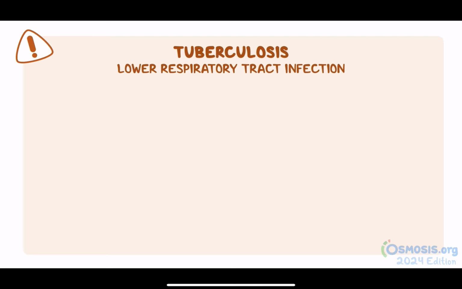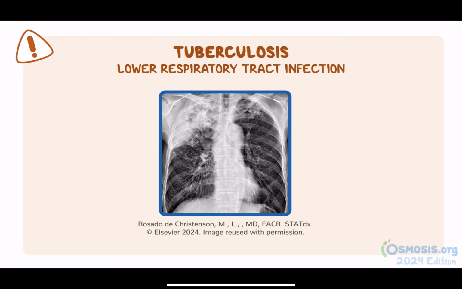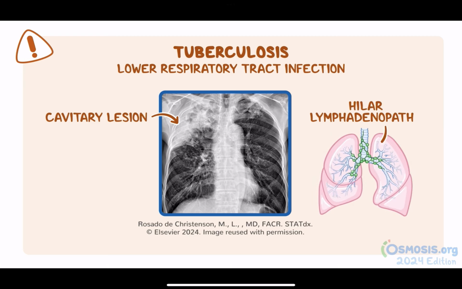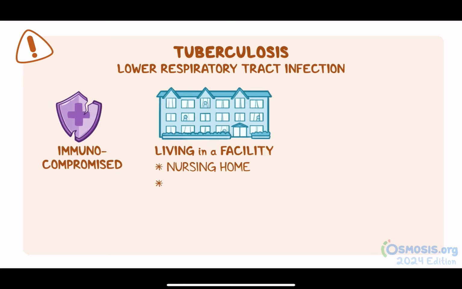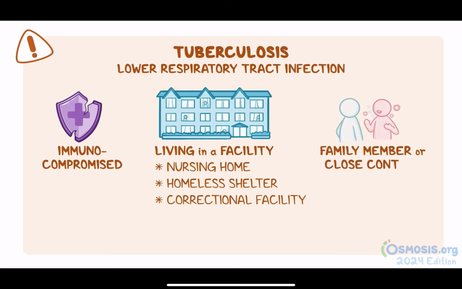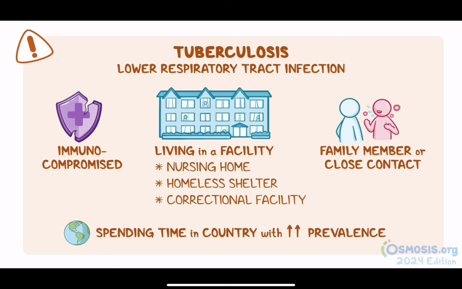Here's a high-yield fact. Tuberculosis is an example of a lower respiratory tract infection that has abnormal chest X-ray findings, such as cavitary lesion and hilar lymphadenopathy. Remember to always screen for tuberculosis risk factors, which include being immunocompromised, living in a facility like a nursing home, homeless shelter, or correctional facility, having a family member or close contact with tuberculosis, or spending time in a country with a high prevalence of tuberculosis.